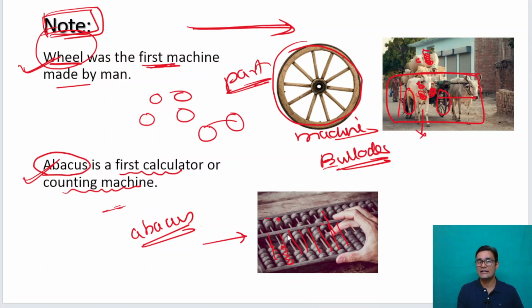The abacus was the first calculator. It has rods. It is sometimes made with wood, now it is made in plastic, and it has beads with which people used to calculate. This was discovered in China.